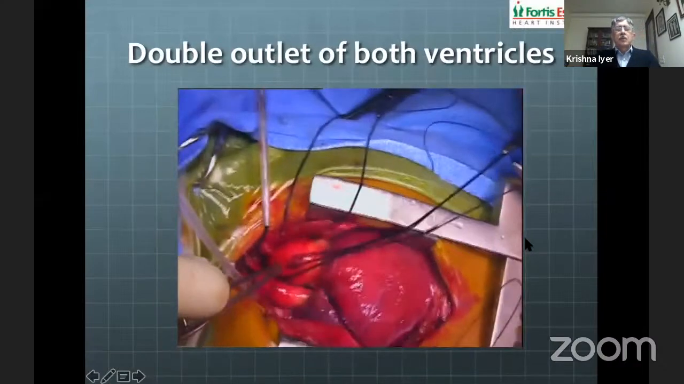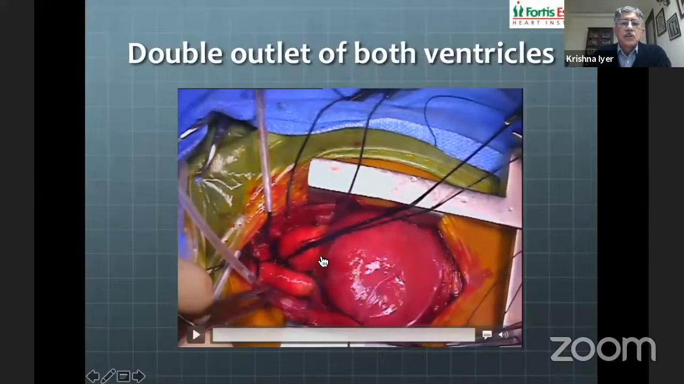So what happens when you look at it at surgery? This is a picture of one of the neonates who underwent surgery. As you can see, the great vessels are almost appearing to be in the normal position, somewhat parallel, but the aorta is to the right and a little posterior, the pulmonary artery left and a little anterior.